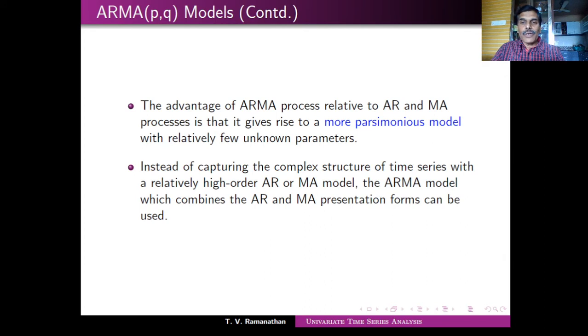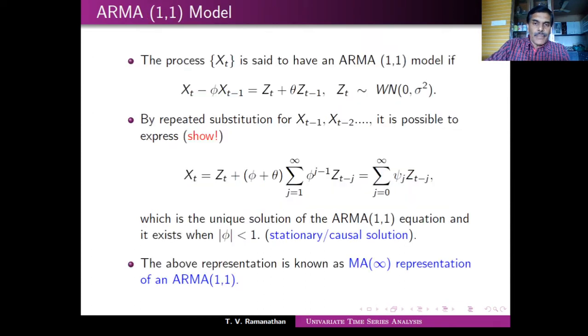This is subject to the data. So don't think that ARMA(2,5) or ARMA(3,2) is always equal to AR(15). There is nothing like that. But sometimes it is possible to represent the data with a more parsimonious model, which is what ARMA does by combining both AR and MA. So now let's look at this model in a little more detail.